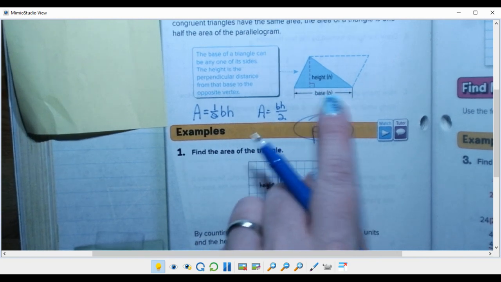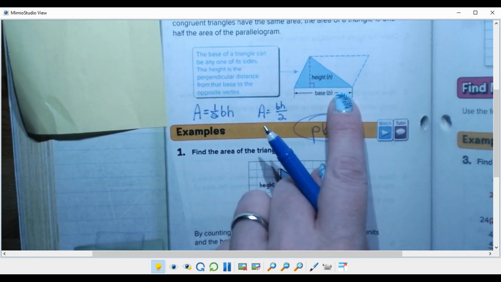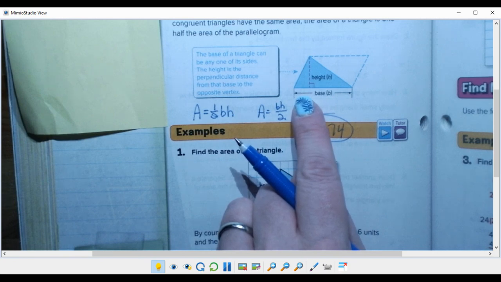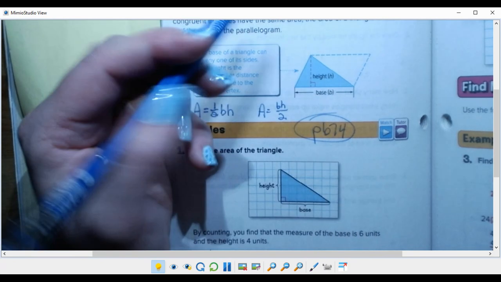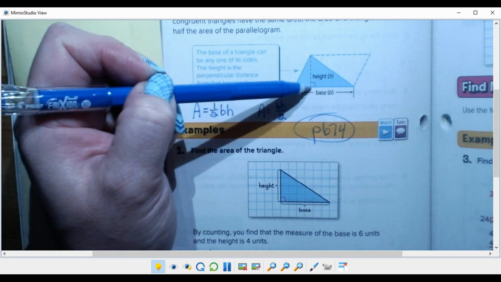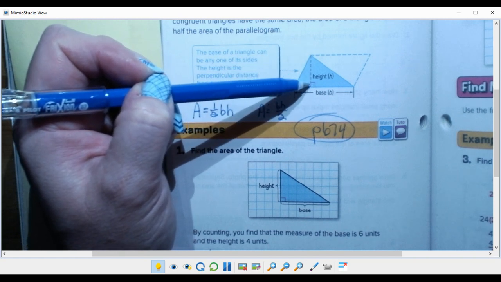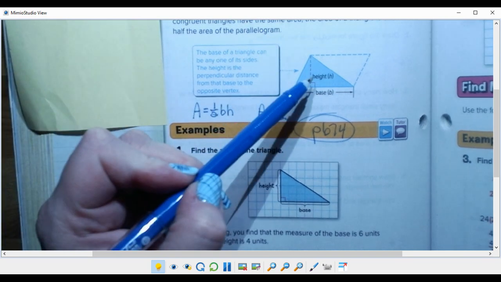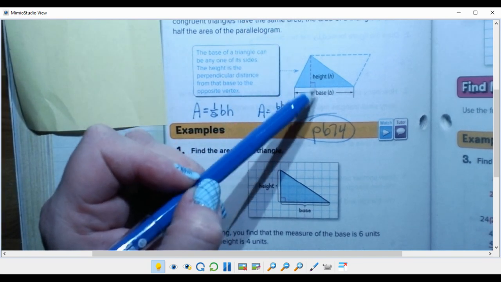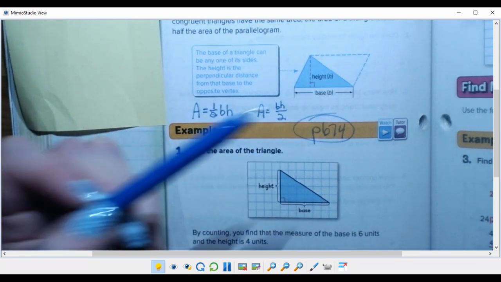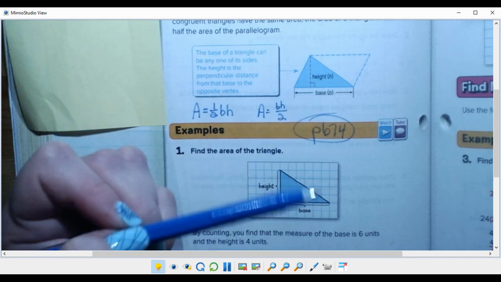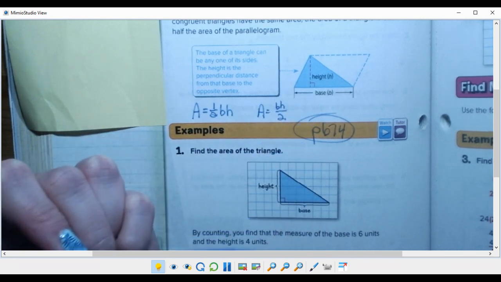So if I look at the example up top here, the base is the one that it sits on the bottom. That will always be a side. And then the height is the highest point to the base. It's perpendicular. It has that 90-degree right angle mark there. So I would multiply height and base and then divide by 2, or 0.5 times height times base, or 1/2 times height times base, however it is you're going to calculate.